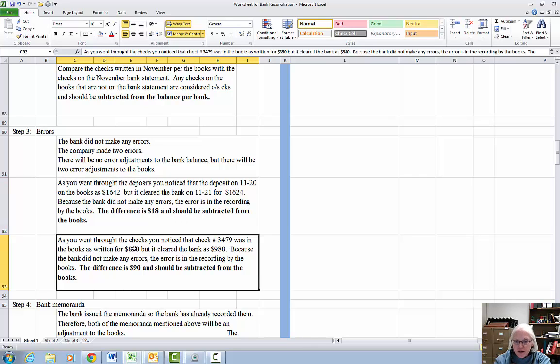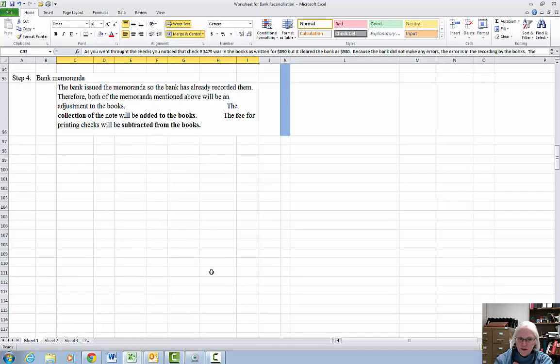As we went through the checks, we noticed that check number 3479 was in the books written for $890, but it cleared the bank as $980. We made the assumption that the bank did not make a mistake, so the error is in the recording on the books, and the difference is $90. And because it cleared the bank at more than what we thought we wrote it for, we need to subtract that $90 from the books. Okay, so we'll get that done.